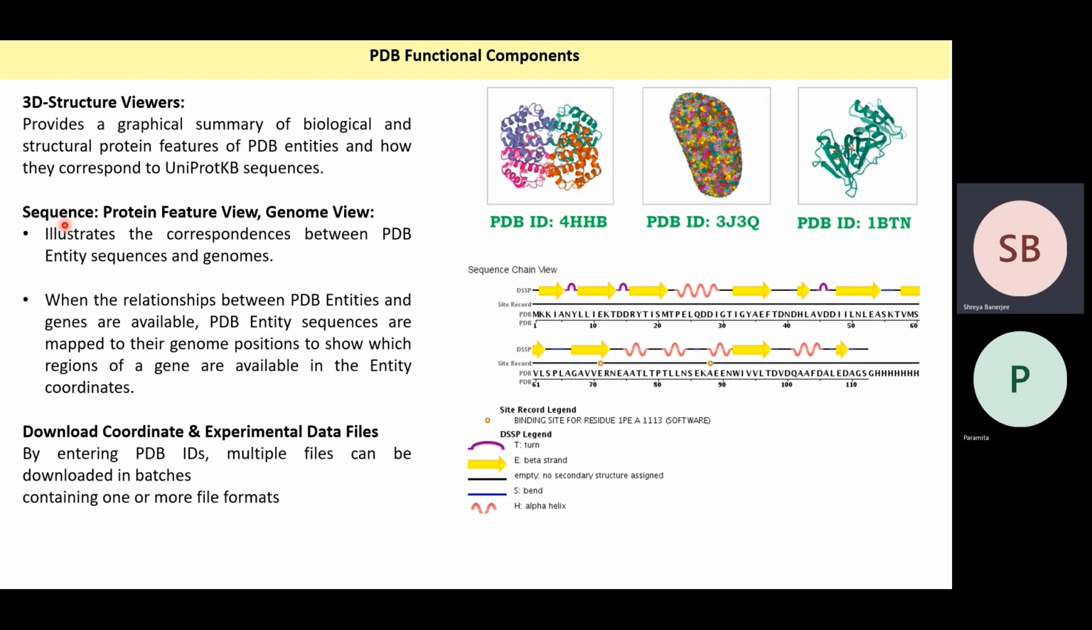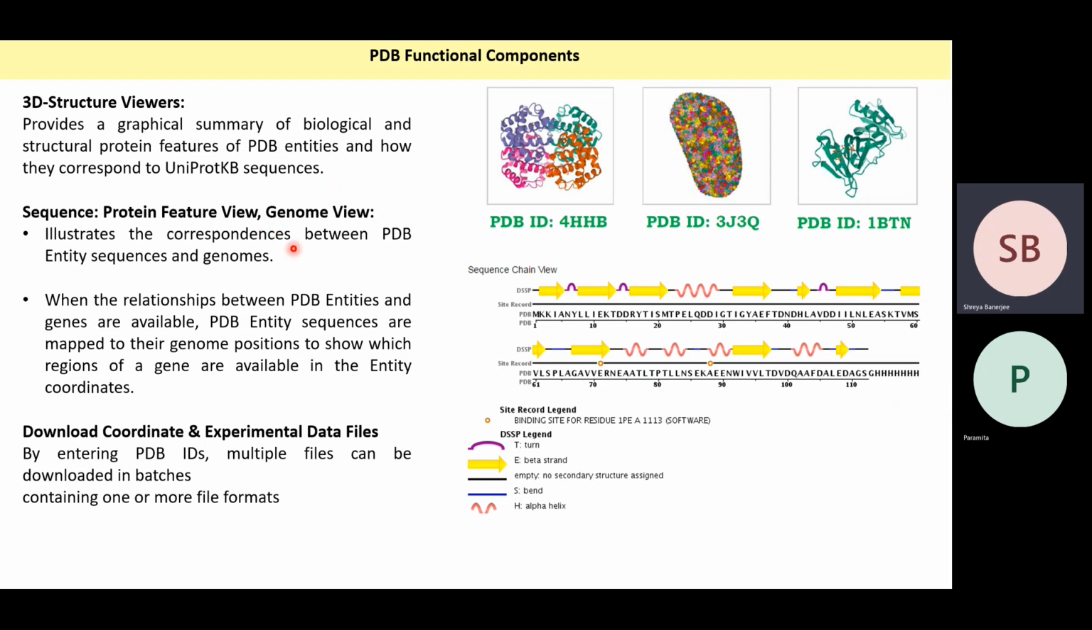And also the sequence of the protein is given, like this is a sequence view of the protein. It is clearly showing what sequence adopts what secondary structure. Like this yellow arrow is a beta strand. So this portion is a beta strand. This is a turn. This is an alpha helix. So this is called a sequence chain view, which clearly shows, according to the sequence, what the secondary structure is.